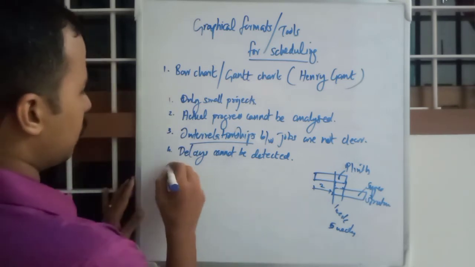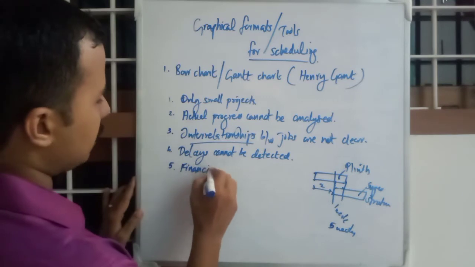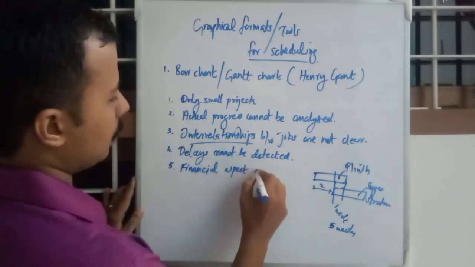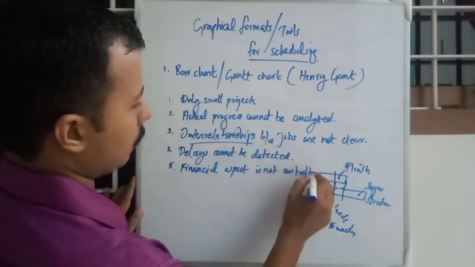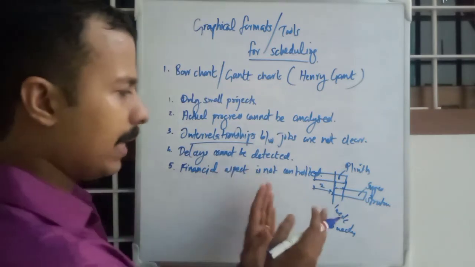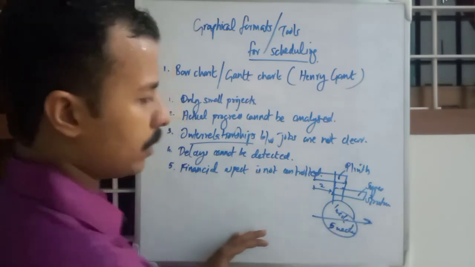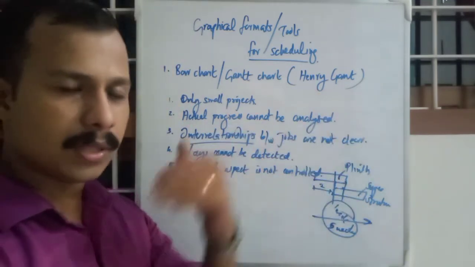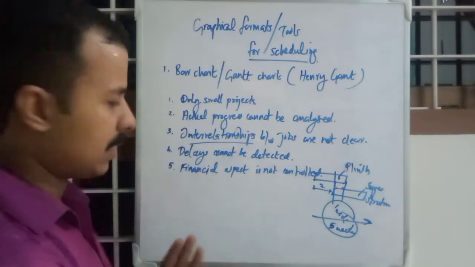Fifth, the financial aspect is not controlled. We are not considering the financial aspect. We are only dealing with the time aspect. How much time do we need? That's it. We are not considering cost rise or cost reduction or anything else. So we are not considering the financial aspect.